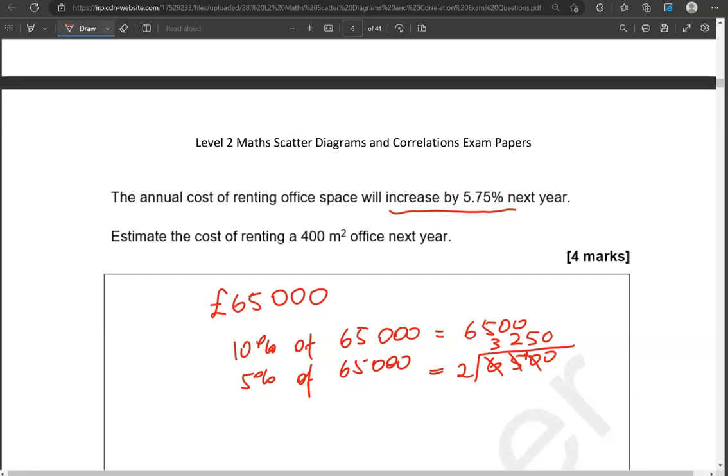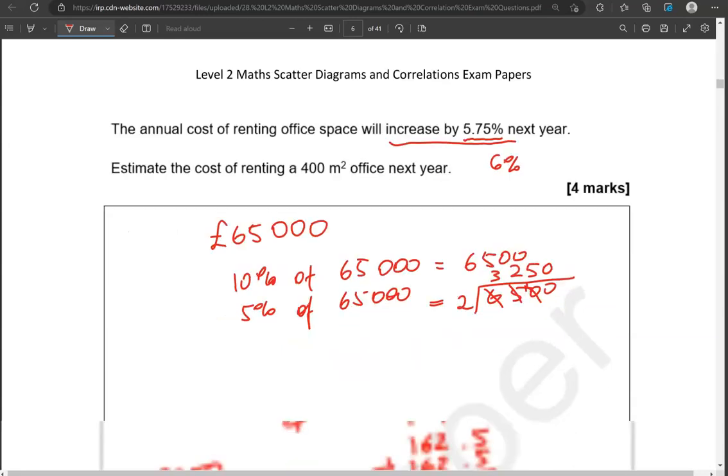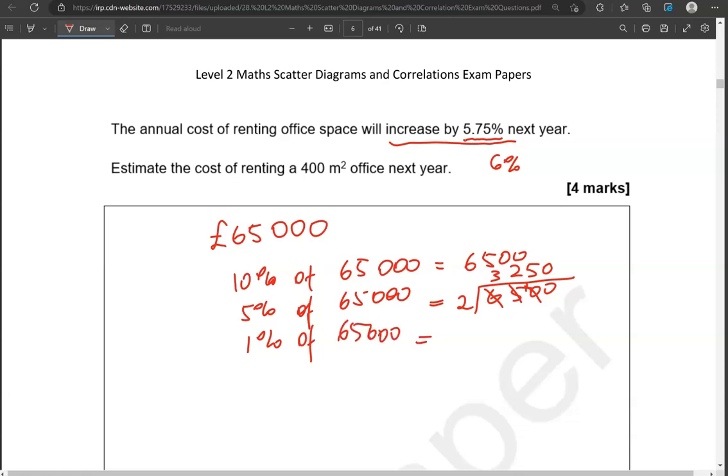So we have the 5%. It says here an increase by 5.75%. But as we are estimating, it makes sense to round this to 6%. You can always work out the 0.75% and add it on top of the 5%. And that should be absolutely fine. However, since we're estimating, I'm just going to work out 1% and add it on top of the 5% amount. So 1% of 65,000, that is 650. So knocking off 2 zeros.